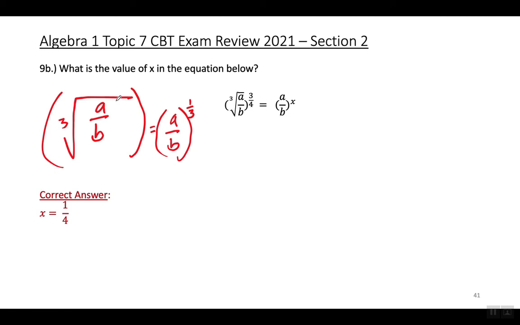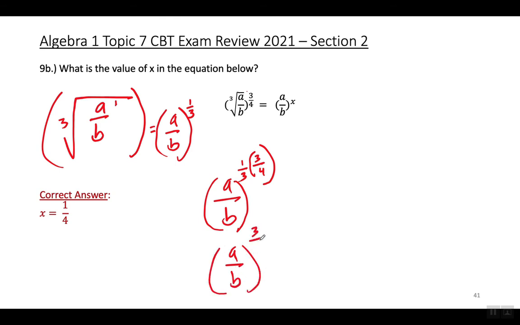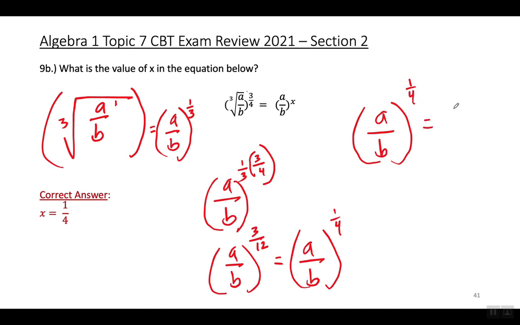A over b to the 1/3 power. Remember, there's an invisible one here. So I'm just putting this on the bottom of the one. Okay, now that I got it in that form, I could do that 1 over 3 times the exponent that's right here, 3 over 4. When I multiply them, that gives me a over b to the 3 over 12 power, but I got to simplify that fraction. So it's going to be a over b to the 1/4. All right, so again, if it says a over b to the 1 over 4 power equals a over b to the x power, and the question is, what is x? X has to equal this number because the bases are the same. So that's why the answer is 1 over 4. That's on the exam.